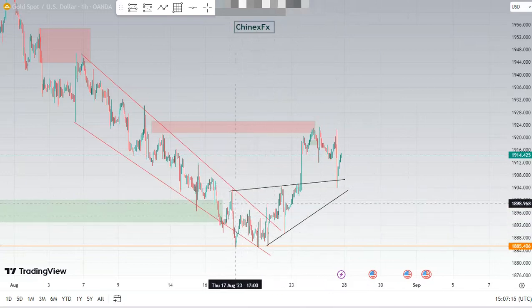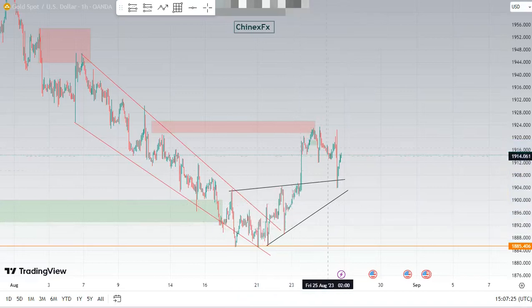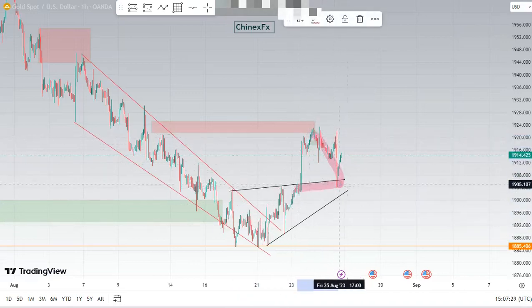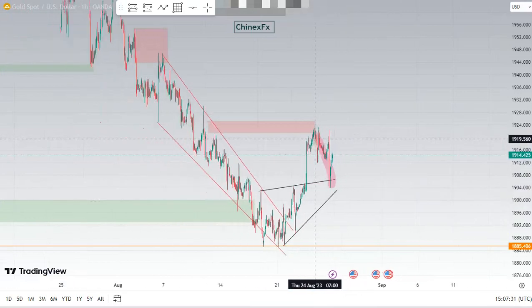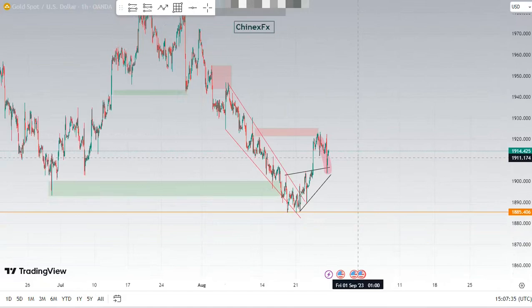Price also tapped this channel several times. We had the first tap of the upside there, we came back, tapped it, came down, and then we broke out of the channel. So we had a bullish breakout, and this is more like a retest of the channel. So we're going to be looking at that moving forward. But firstly for gold, let's do a top-down analysis.